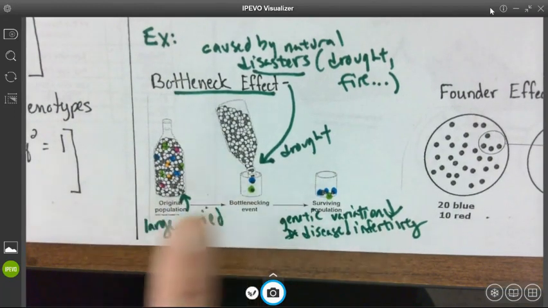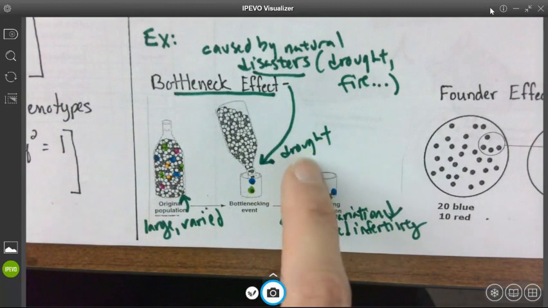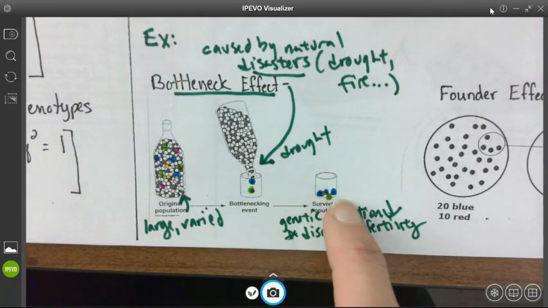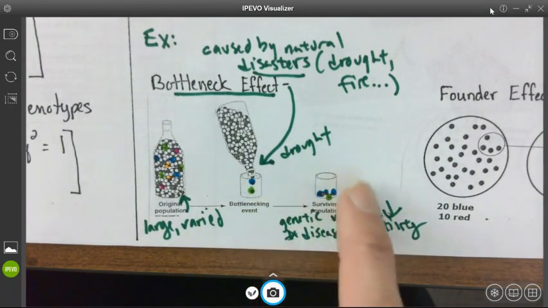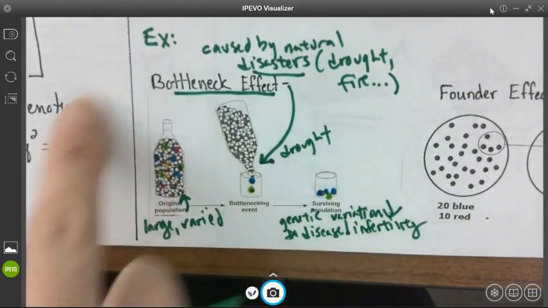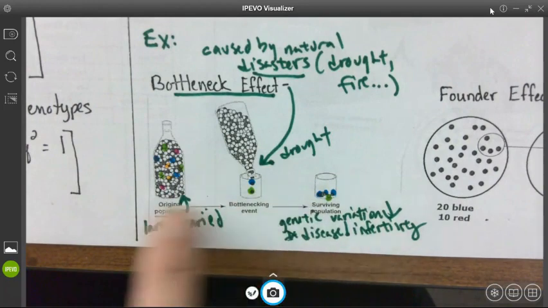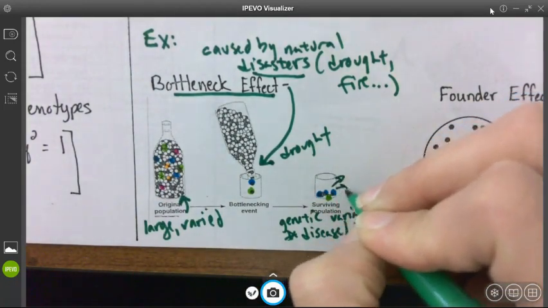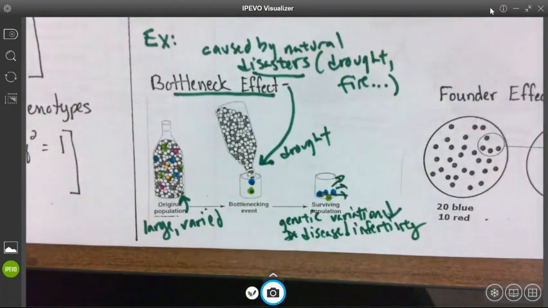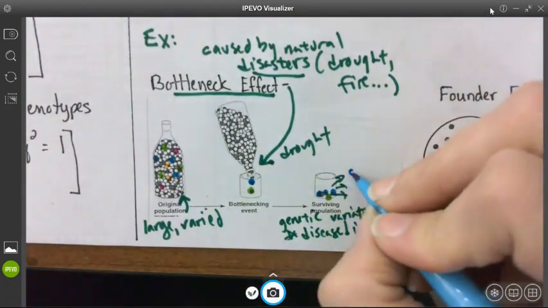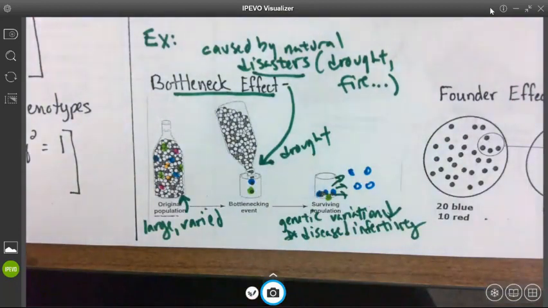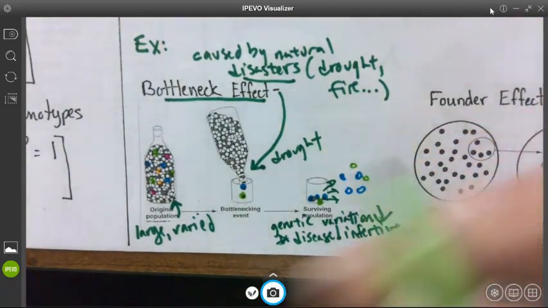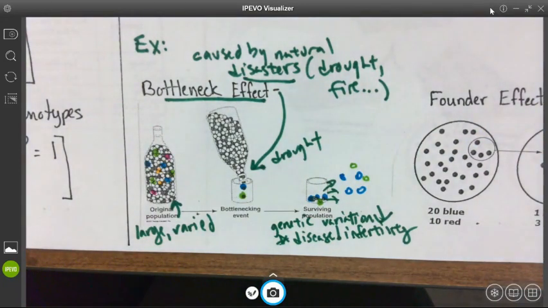And then scientists think there was some sign of natural disaster, probably a drought, and only a few of the cheetahs survived. And the cheetahs that survived were not representative of all the original, did not have all the genes present in the original population. So these cheetahs reproduced and made a whole new population of cheetahs. However, the genetic variability was limited, right? Like in this example, even if this population reproduces, there's only going to be blue and green beans, right?